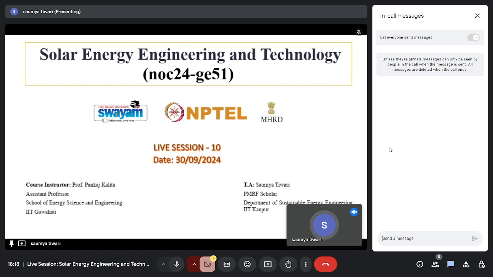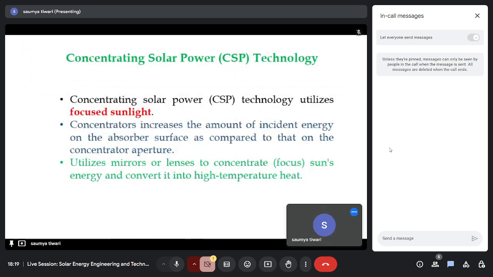So, till now, what we have seen is the flat plate collectors, right? We have also seen the solar air heater. Those were two of the solar thermal applications. Now we are going to learn about the concentrating solar power technology. So what I'll do, I will just give a brief of all the lectures, and then at last we'll solve some numericals as usual. Okay. So what is the difference between flat plate collectors and concentrating solar power technology?